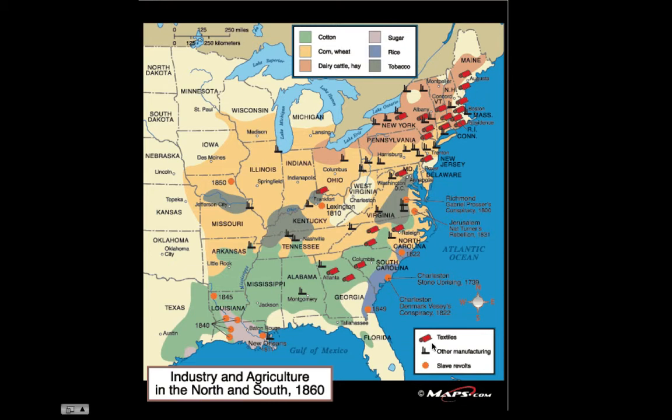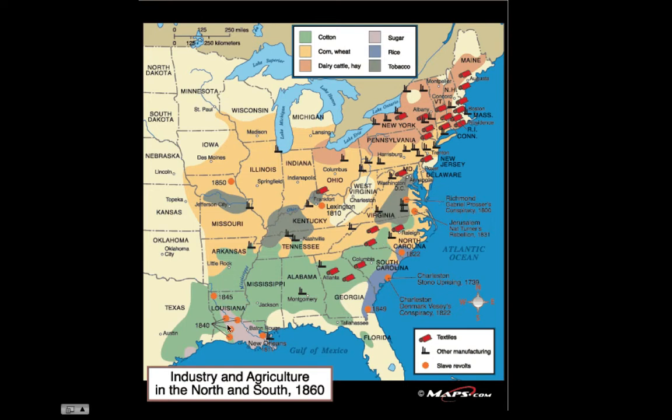And if you notice down here where it says this red thing is textile, all right? Well, the textile industries, you can see them across the country, but for the most part, they're located in the Northeast. Other manufacturing, most manufacturing is being found in the Northeast. Where are they making stuff? It's up here. It's in the Northeast part of the country.